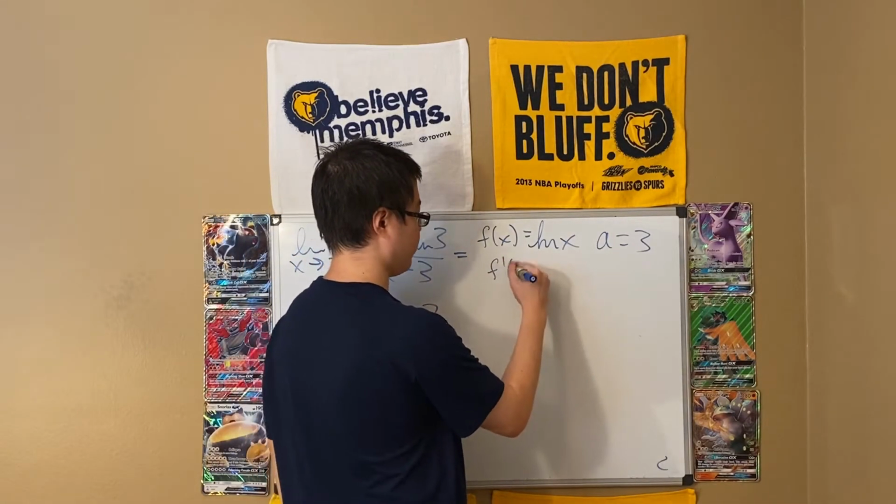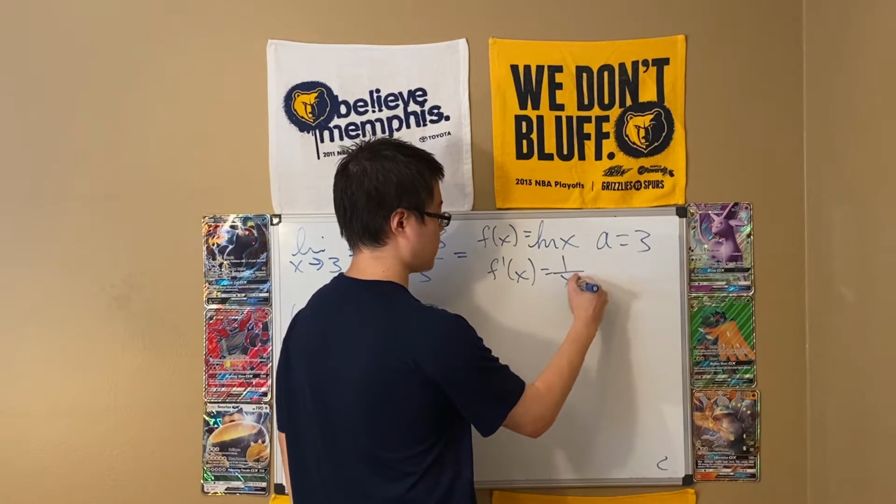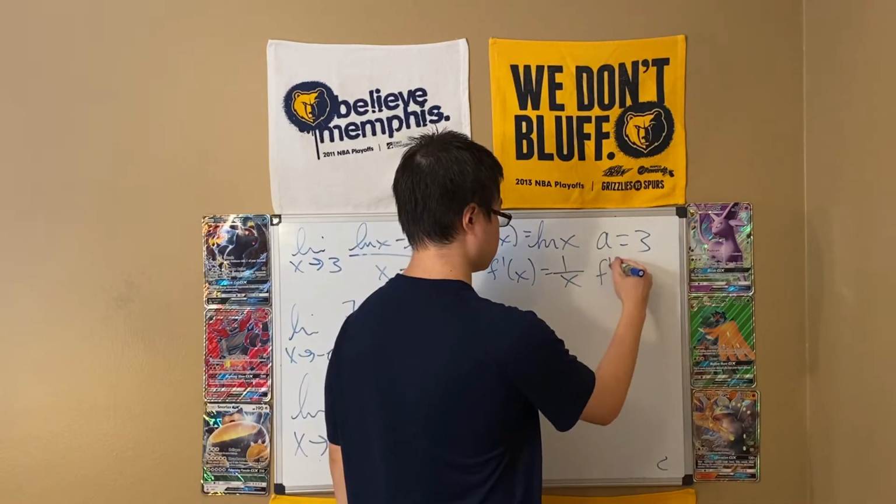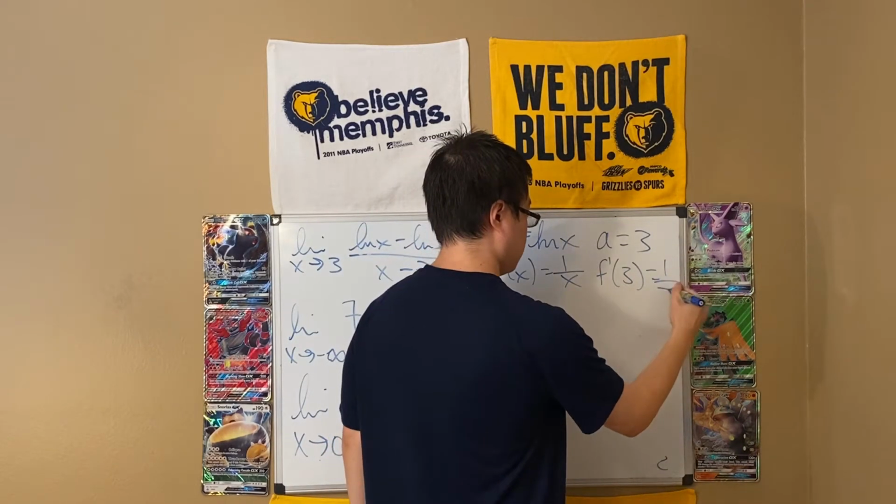What's the derivative of ln of x? That's of course 1 over x. So our final answer looks like it's going to be 1/3.